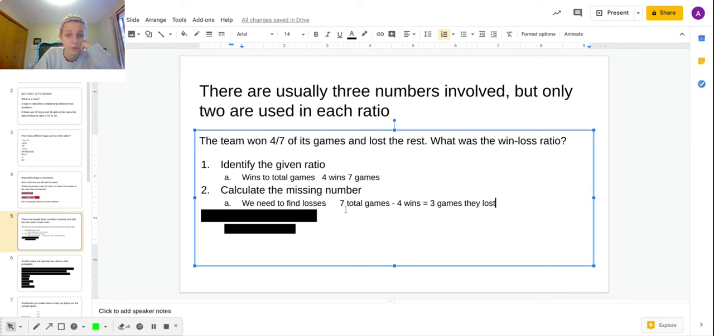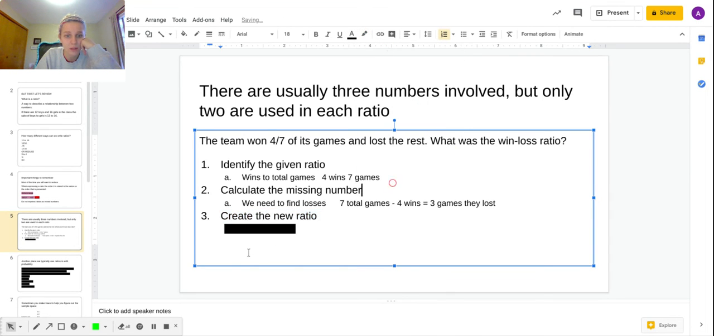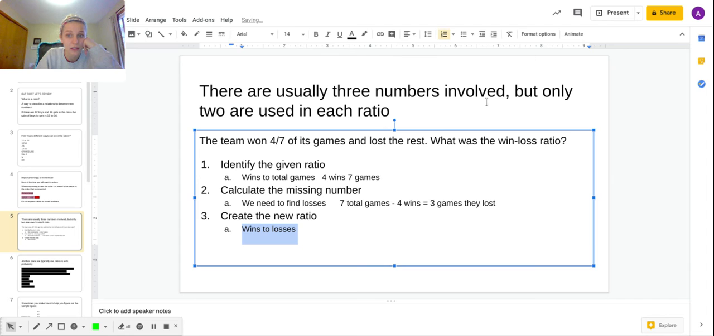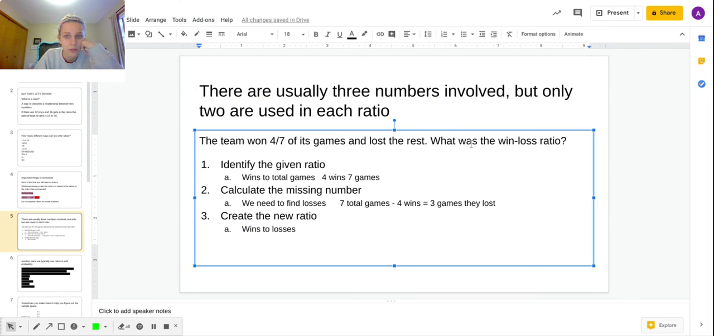Okay, so we take our total number of games that we already know, subtract our wins, and that means that they lost 3 games. Okay, so now we need to figure out what our new ratio needs to be. So what is the problem asking us? Today or this week when we're working on word problems, it's really important to ask that question. What is the question actually asking me? What am I trying to figure out? So we're trying to figure out the win-loss ratio, okay?